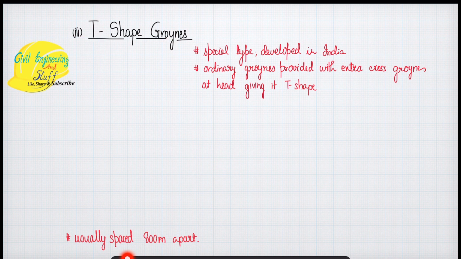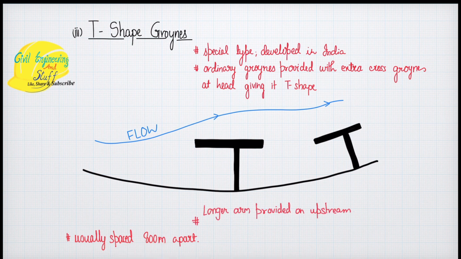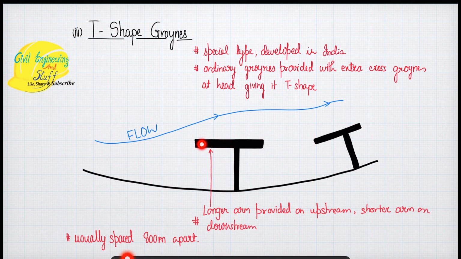Then the third is what we call T-shaped groynes, and these, as the name suggests, are T-shaped. These are a somewhat special type, not found everywhere. Usually these were developed in India, and basically the nose is T-shaped so as to resist more impact of the flow of the water. These are usually spaced 800 apart. You can see these arms are not evenly distributed. We have a shorter arm and a longer arm. The longer one is placed against the upstream so as to give better resistance toward the flow of the water.